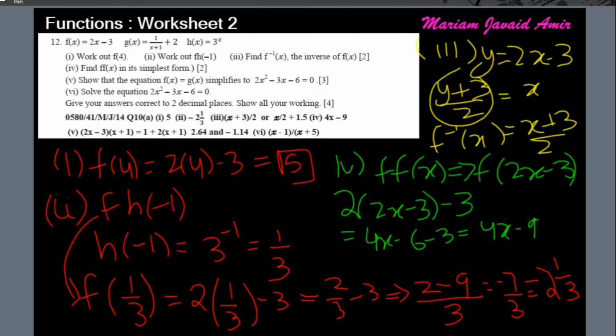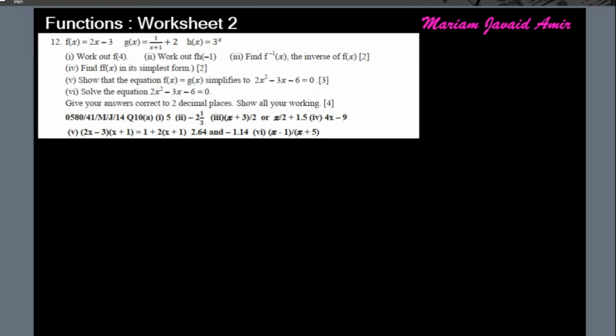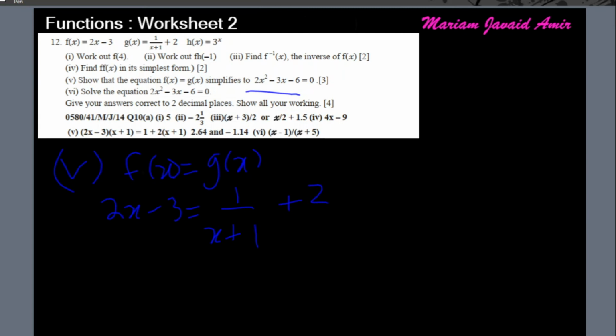Part 5. We have to equate these two and show this given equation. So fx, 2x minus 3, equals gx, 1 over x plus 1, plus 2. So let's take LCM. In fact, let's take 2 to the other side. So this becomes 2x minus 5 equals 1 over x plus 1.